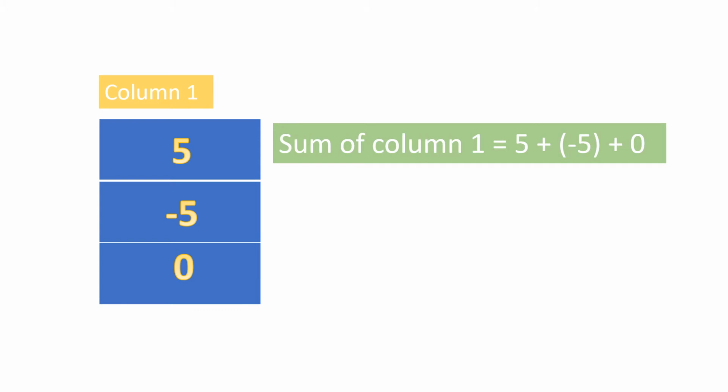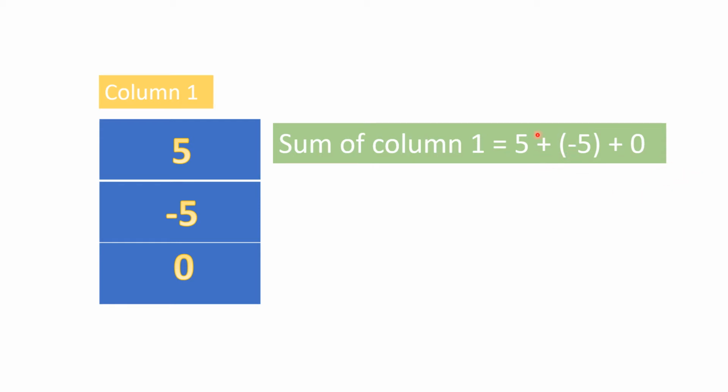Now we're going to take columns since all our rows are over. For column 1, the same procedure that we continued for rows, we're going to continue for columns as well. The first column contains 3 cells. The first cell contains 5, the second contains minus 5, and the third contains 0. So we're going to add them: sum of column 1 is 5 plus minus 5 plus 0.